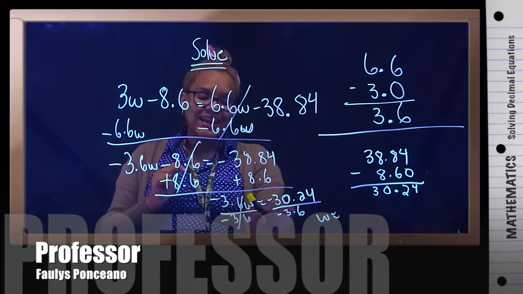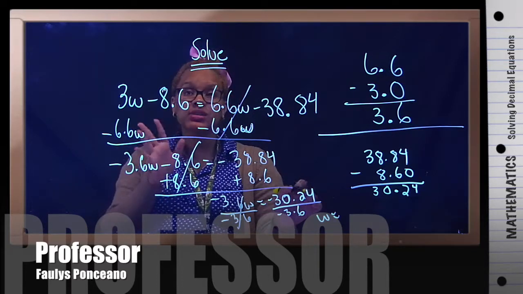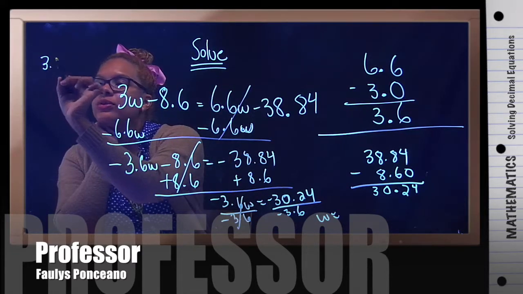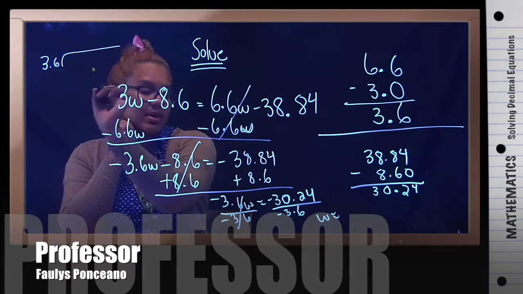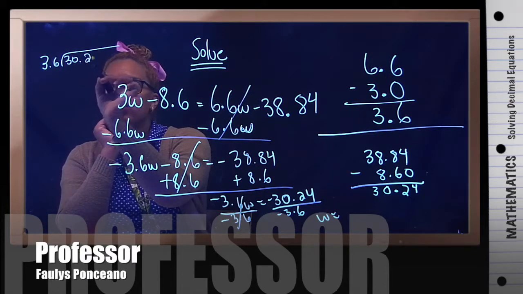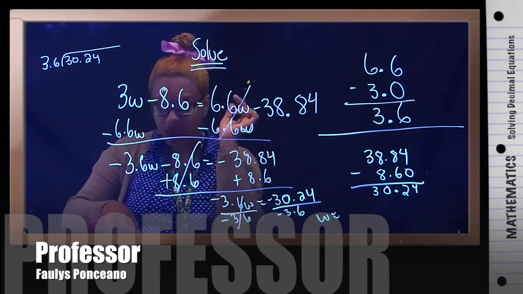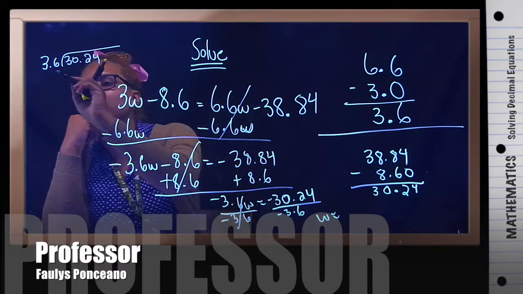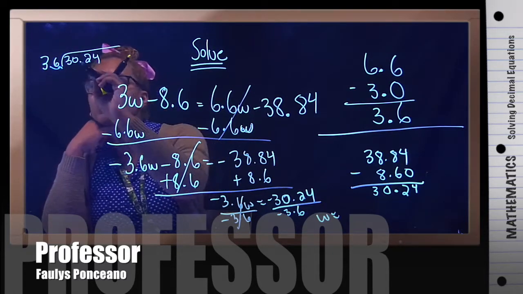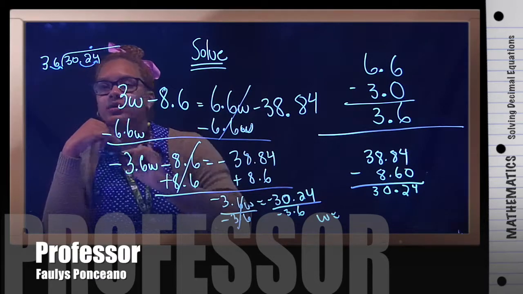Now, a negative divided by a negative gives you what? A positive. So you know your answer is going to be positive, okay? So I'm going to have 3.6 divided into 30.24. Now, we cannot do long division with decimals. So what do we do? We're going to move this decimal here. What we do on the outside, we must do on the inside. So this decimal comes right over here on the top.